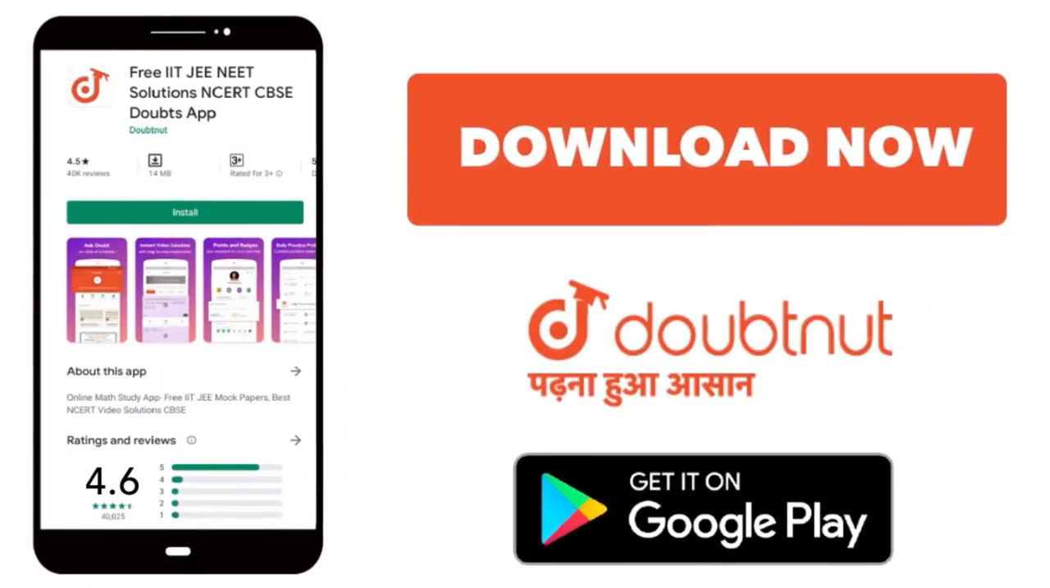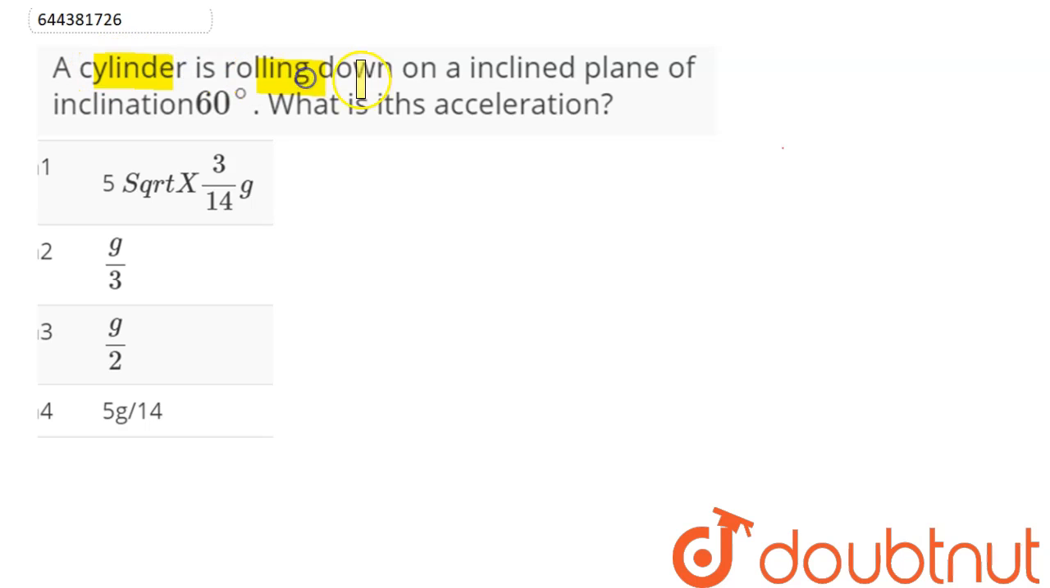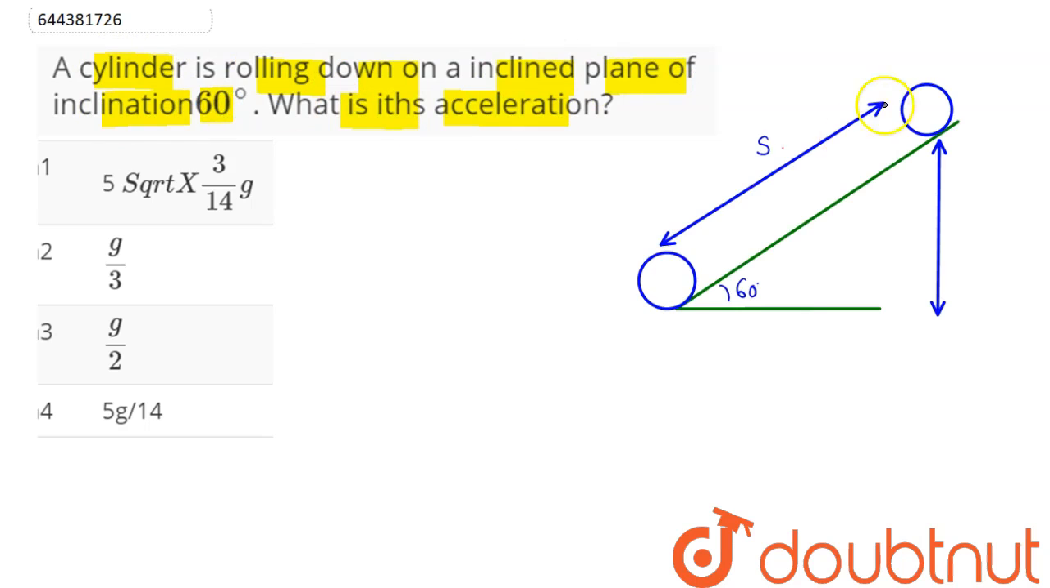Download Doubtnut app today. Question is, a cylinder is rolling down on an inclined plane of inclination 60 degree. What is its acceleration? This is our inclined plane of inclination 60 degree. This is our solid cylinder rolling down the inclined plane. The distance covered by this cylinder is S, and here the height, let's say, is h here.